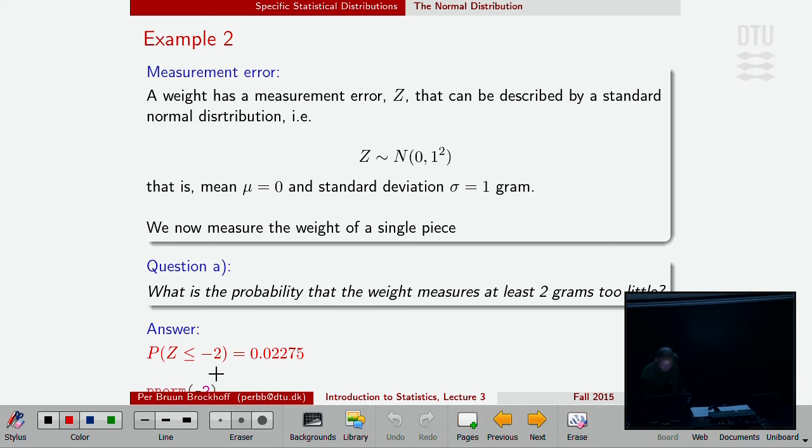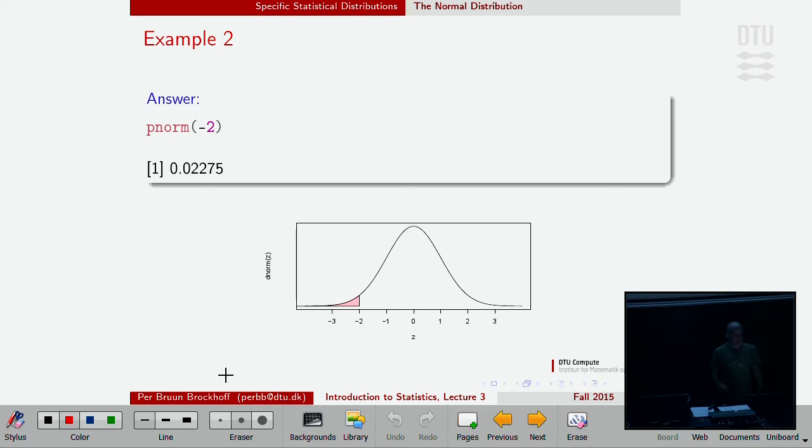What you don't see is the pnorm of minus 2 here. That is the way to call that thing in R. The standard normal distribution function in R is called pnorm. And if we plug in the minus 2, we get this approximate 2.3% value here. Here it's put in a plot.